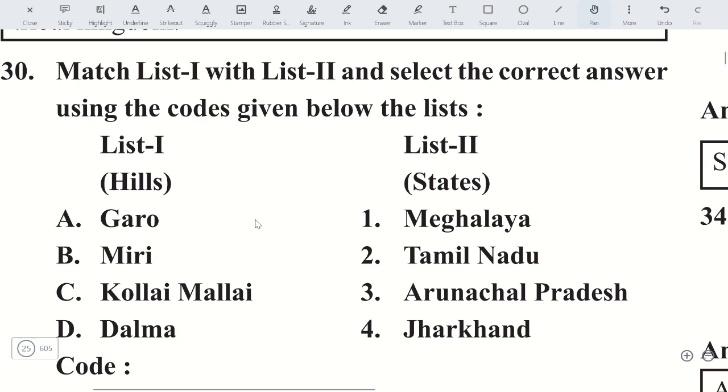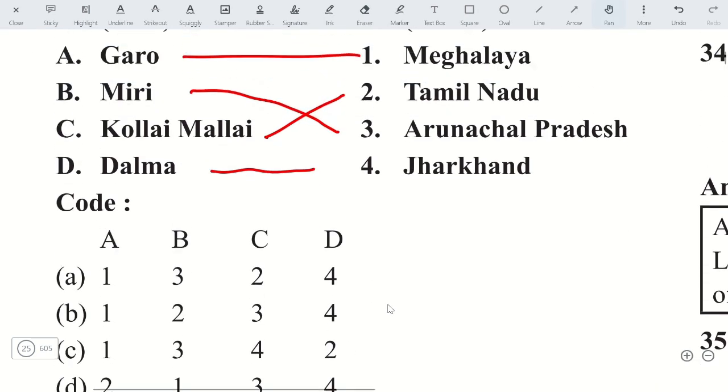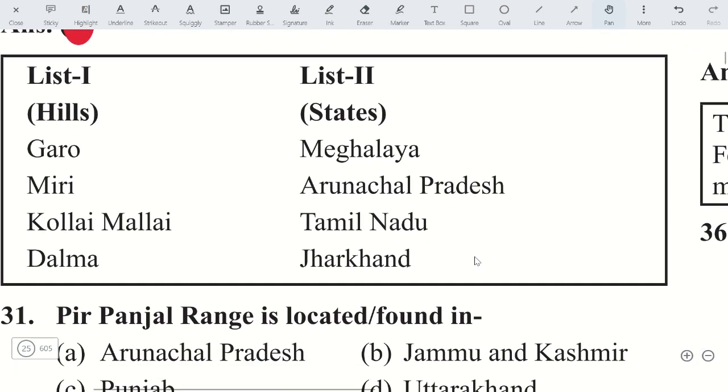We have to match list 1 with list 2. Garo Hills is located in Meghalaya, Miri in Arunachal Pradesh, Kolli Malai in Tamil Nadu, and Dalma in Jharkhand. Let's see the options. Garo is 1, so D is eliminated. Then 4 eliminates C, and B is 3 so it is eliminated too. Then the A option will be correct. Let's move on to the next question.